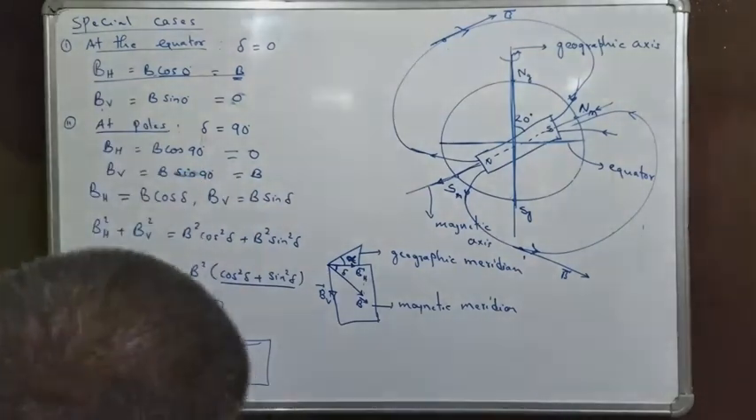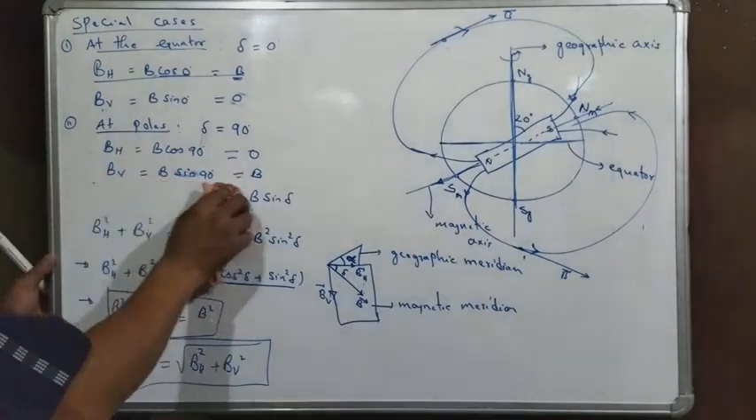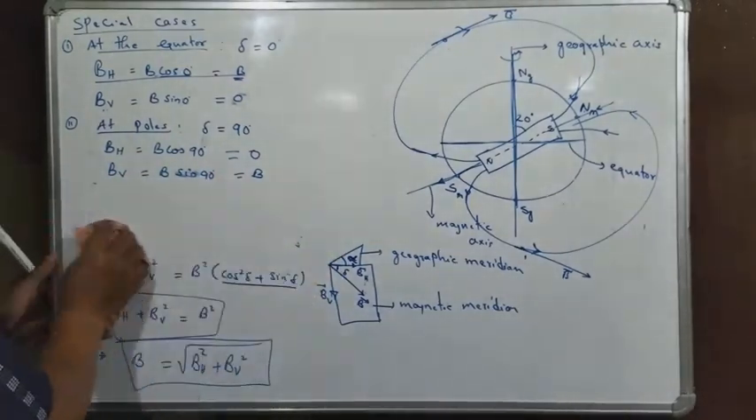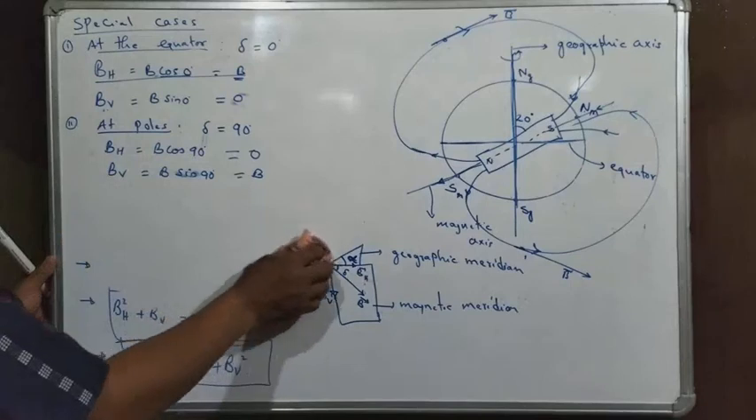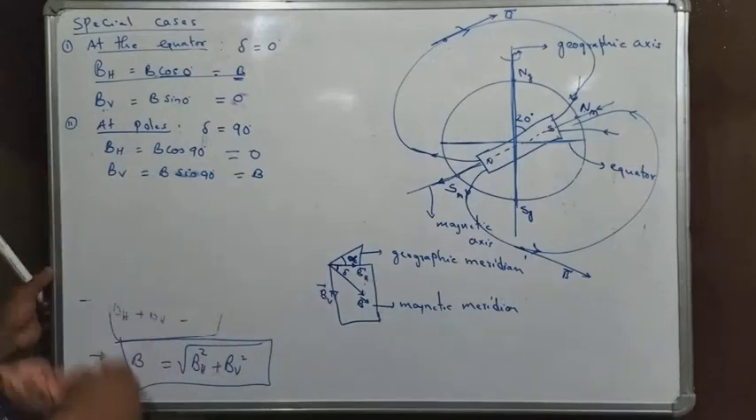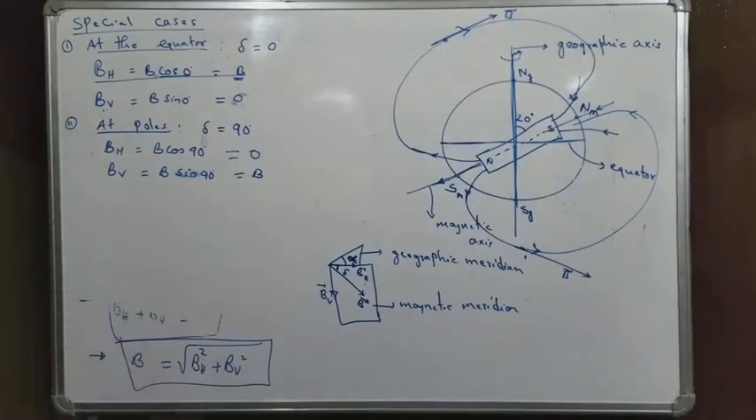So hence, at the poles, we have seen that the total Earth's magnetic field is equal to the vertical component of the Earth's magnetic field. So these are the two special cases about the Earth's magnetic field.